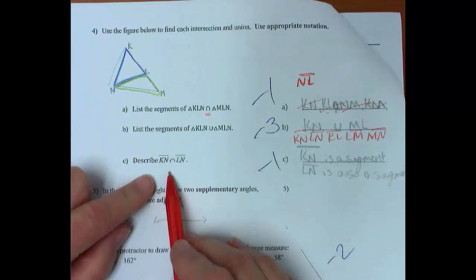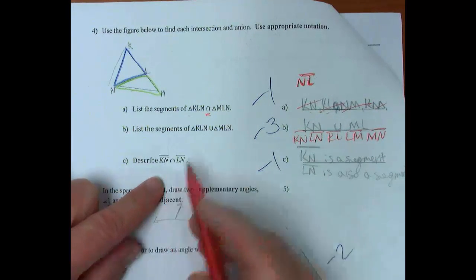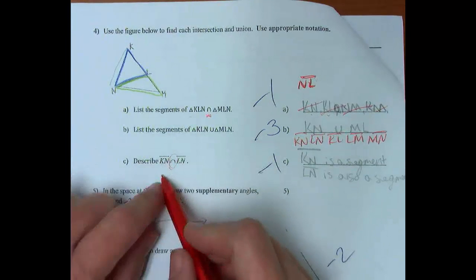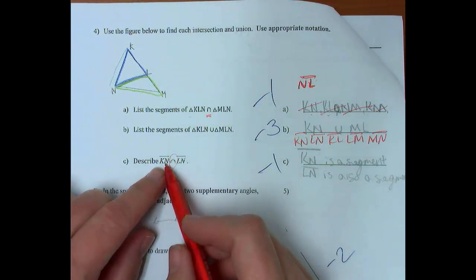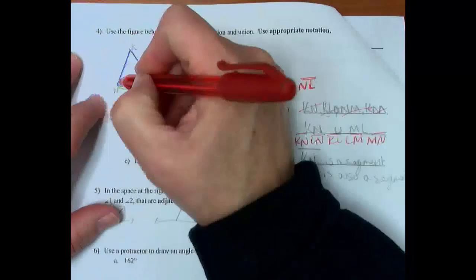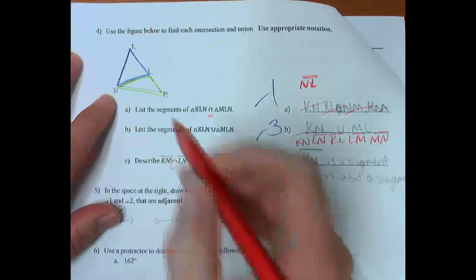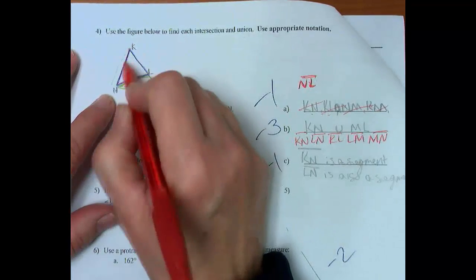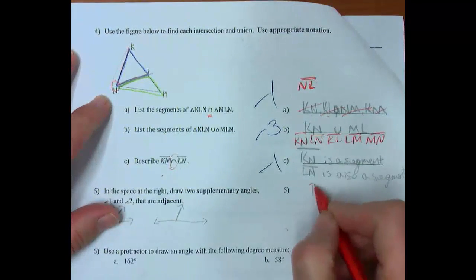And then this is the intersection again. What do they share? What do they have in common? And that's the intersection of the segment KN and the segment LN. So the segment KN is this segment, the segment LN is this segment. What do they share? They share that point N, and that's it.